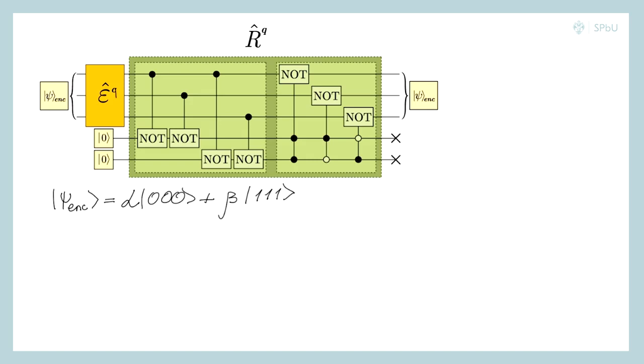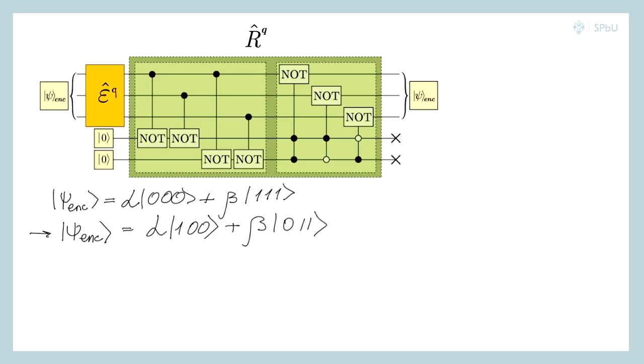After epsilon q, the gate of errors, the value of the first qubit changed, and now our psi-enc is alpha 100 plus beta 011.